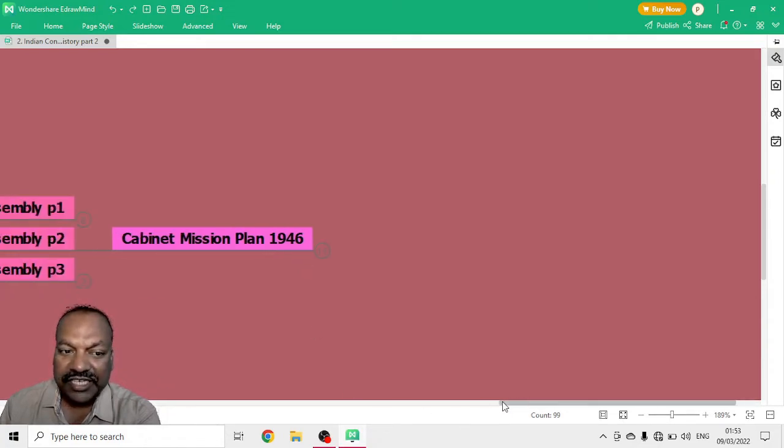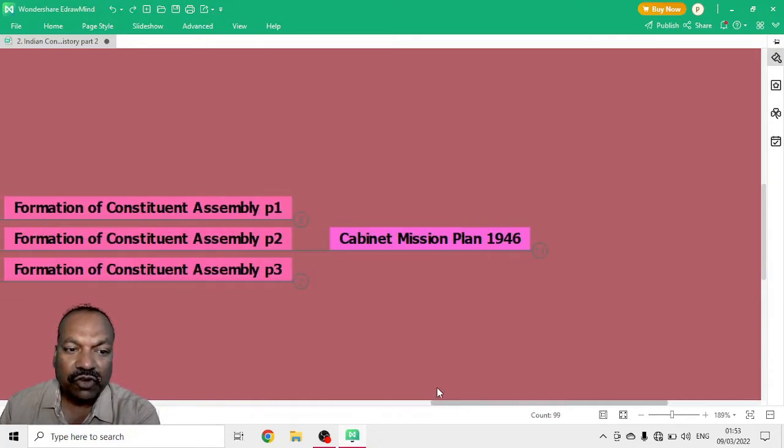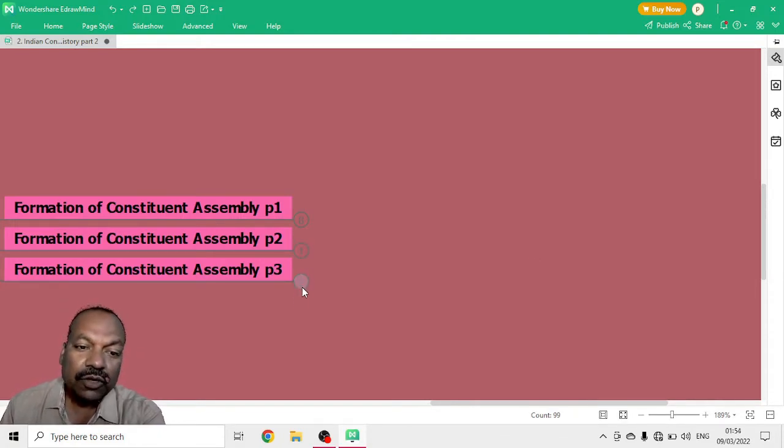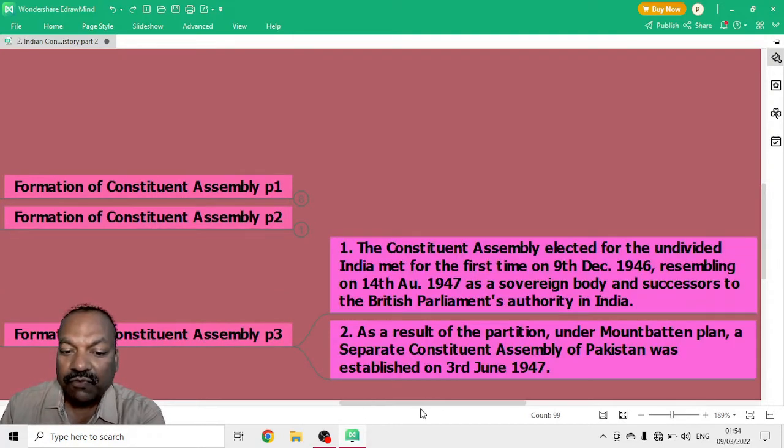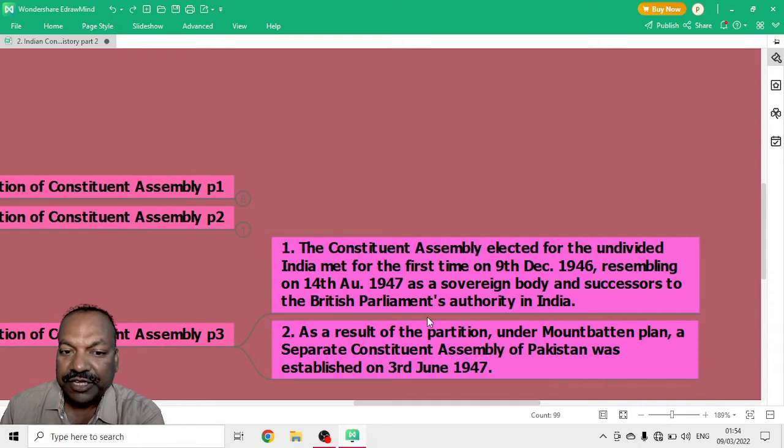So under the second part of the formation of the Constituent Assembly, we have seen the Cabinet Mission Plan 1946 for the formation of the Constituent Assembly. In the third part, we'll see certain more things related to the formation of the Constituent Assembly.